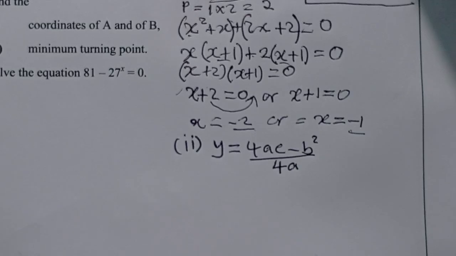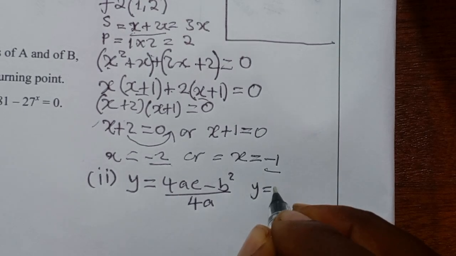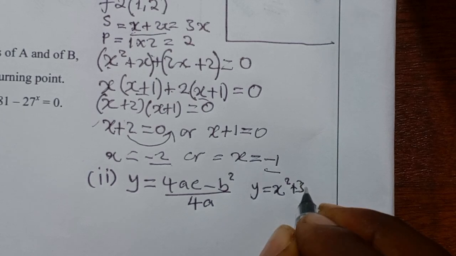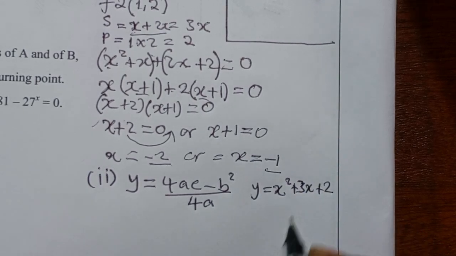If they said find the coordinate of the turning point, we would have gone ahead and found the value of x. But in this case, it's a minimum turning point, so we just have to find the value of y. We have been given the original equation: y equals x squared plus 3x plus 2.